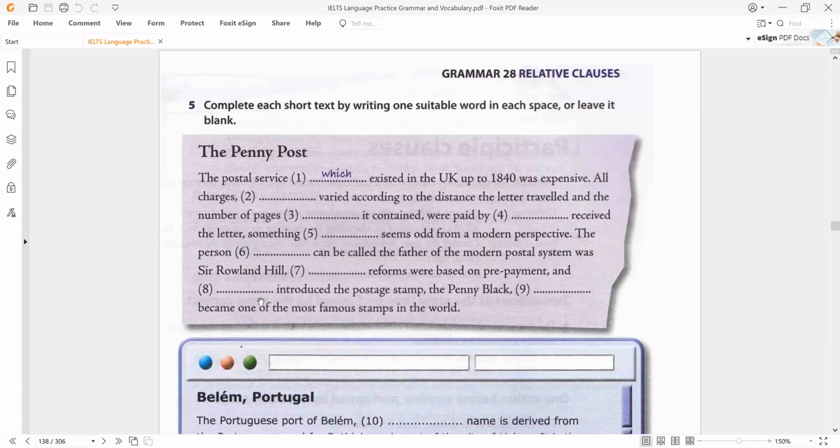Just to have penny post. It talks about the post, the penny post, the postal service. It talks about the postal services in the UK since the beginning of what is called the mail, and the stamps and so on, the story of the mail.